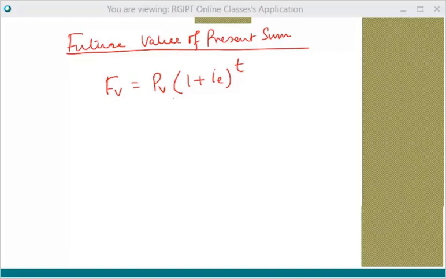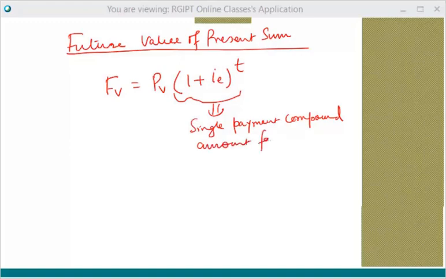Now, this term is referred to as the single payment compound amount factor. Here you have F by P.